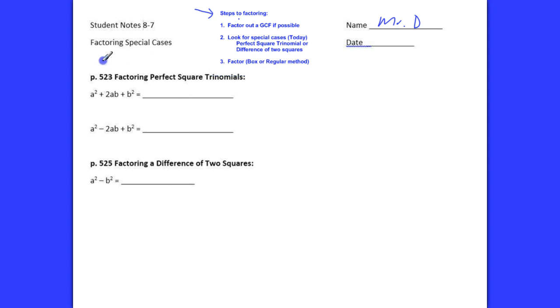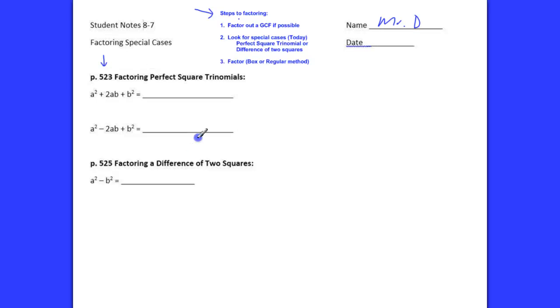All right, so I'm on page 523 in your book. We're talking about factoring perfect square trinomials. Now, this goes back to that lesson we had a few weeks ago where I told you it was a mental math lesson, and if you memorize these patterns, it would make your life easier in the future when we factor. Well, this is that lesson.